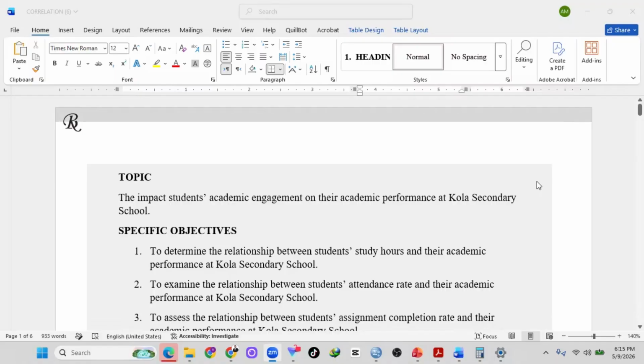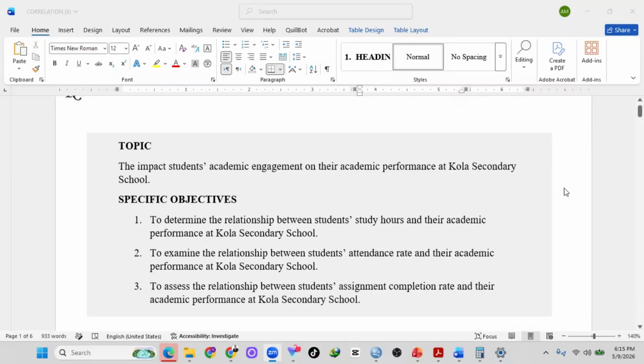Now we want to see how you can go ahead and actually do correlation in your document. To do that, I'm going to start with a sample topic. The topic we are going to use is the impact of students' academic engagement on their academic performance at Kola Secondary School. Basically, this topic is asking and wondering if students got engaged in their academia, would they actually perform better? That is the kind of investigation we want to do.